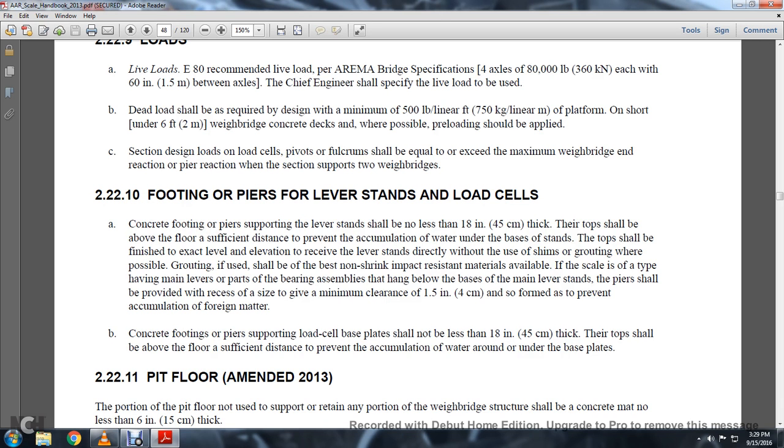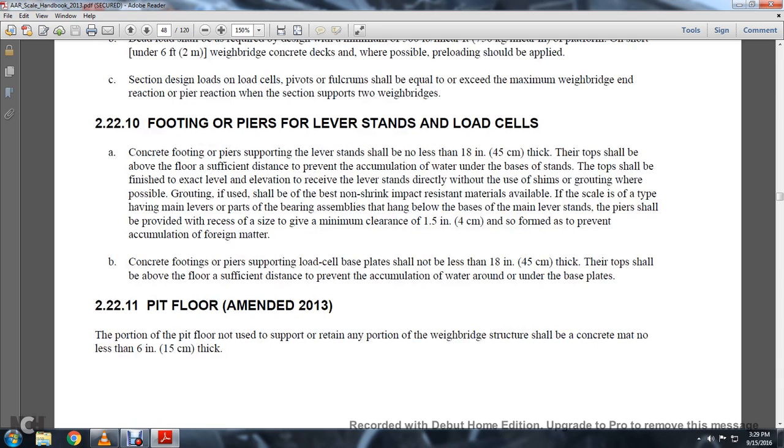Grouting, if used, shall be the best non-shrink impact resistant materials available. If the scale is of a type having the main lever, the better. Some bearing assemblies hang below the base of the main lever stand. Here the pier shall be recessed with a clearance of 1.5 inches, sized to form a pocket to prevent the accumulation of foreign material.